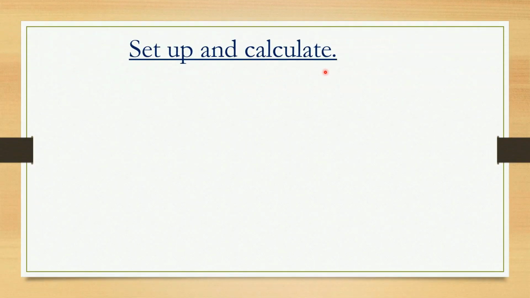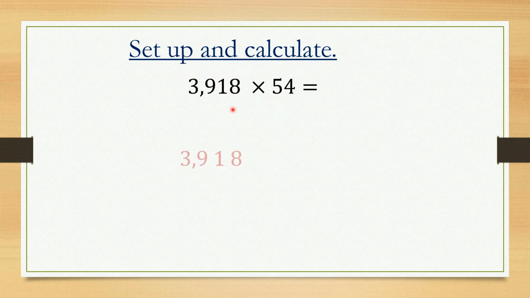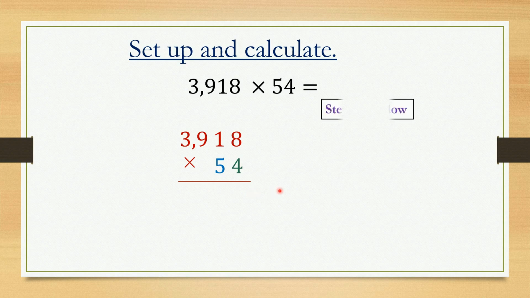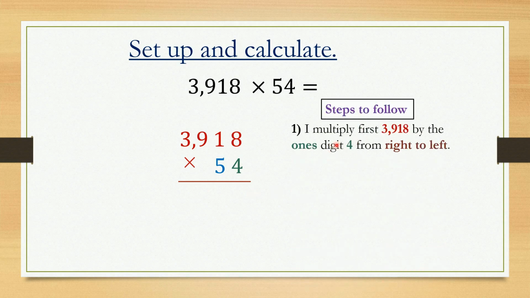Now let's solve this final example. Set up and calculate 3,918 times 54. Here we have a 4-digit number times a 2-digit number. So first step, I copy the first number and I line up 54 correctly below the first number. I write times, then I underline and I start. Same steps. First I multiply 3,918 by the ones digit 4 from right to left.